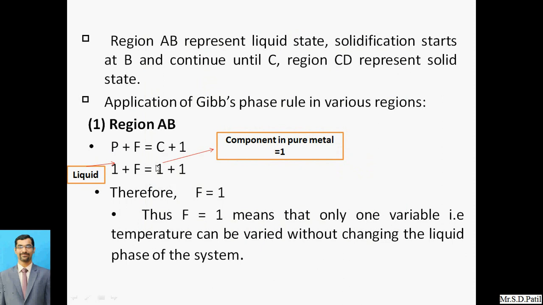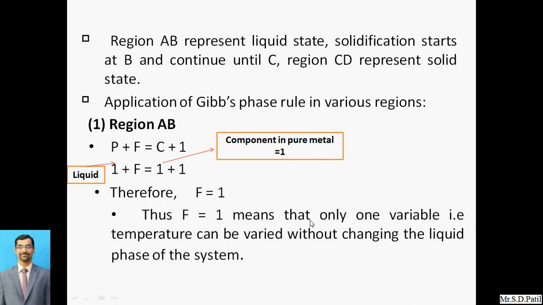Then for C, we take the value 1 because in pure metals only one component is there, a single component. It is not an alloy, meaning we are not mixing two components. There might be some variation in the material, like the percentage of carbon, but we are considering the pure metal as a single component, and that's why the value is 1 plus 1. Therefore, when we calculate the F term, it will be 1.